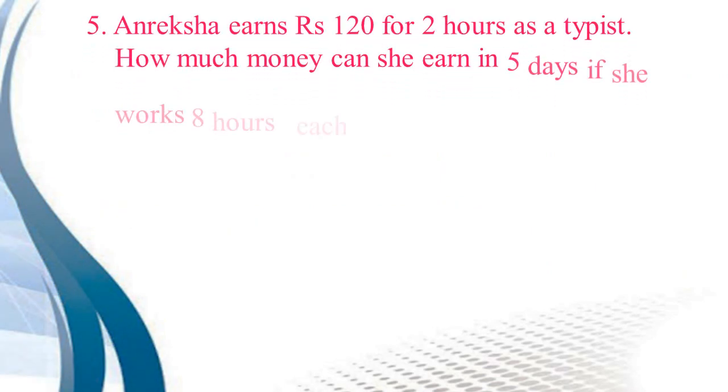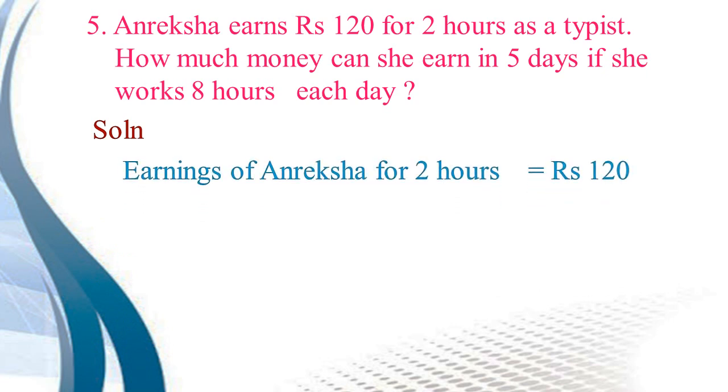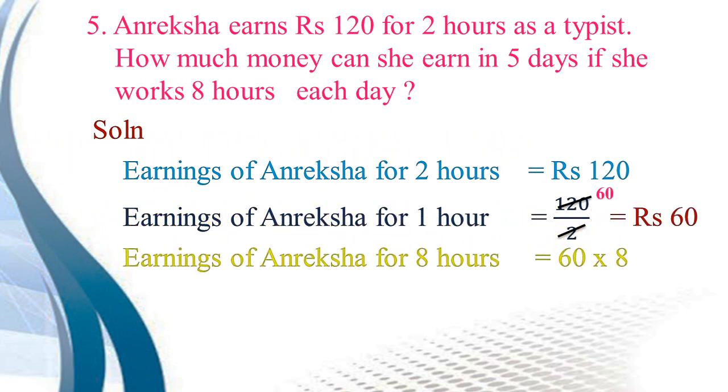Fifth sum, Andraksha earns rupees 120 for 2 hours as a typist. How much money can she earn in 5 days if she works 8 hours each day? Earnings of Andraksha for 2 hours equal to 120. Now we want to find earnings of Andraksha for 1 hour. That means 120 divided by 2 will get 60 rupees. Then earnings of Andraksha for 8 hours, that is 60 multiplied with 8 will get 480 rupees.